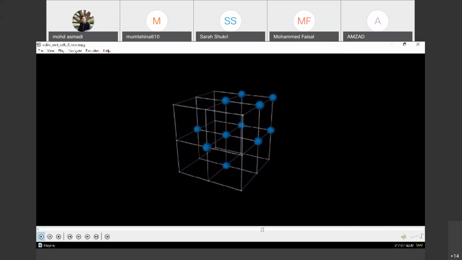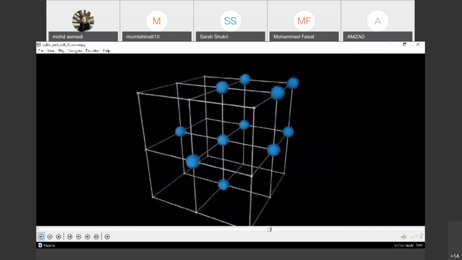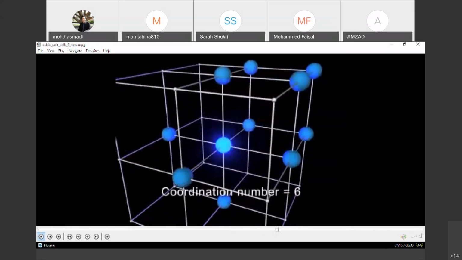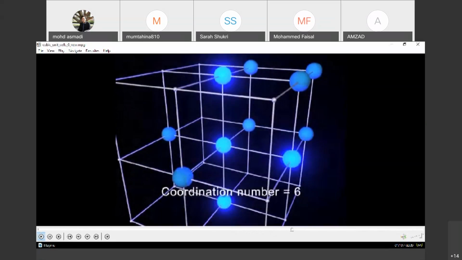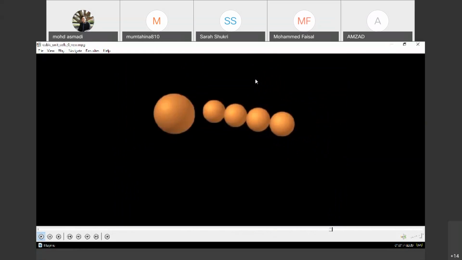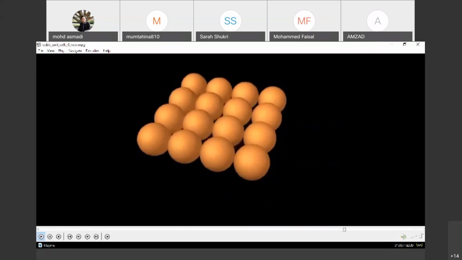This is the coordination number, the number of atoms touching the center atom. For the simple cubic, the coordination number is equal to 6, so they have 6 neighbors. Again, this video I think is quite good, but there is no sound.